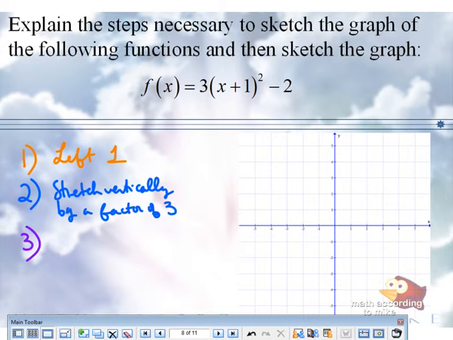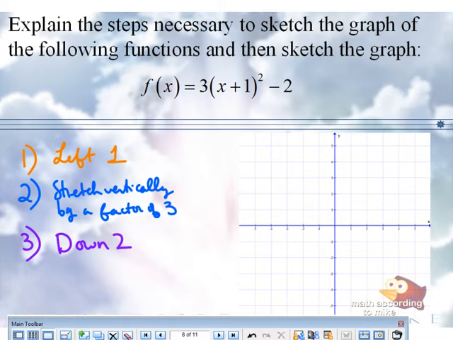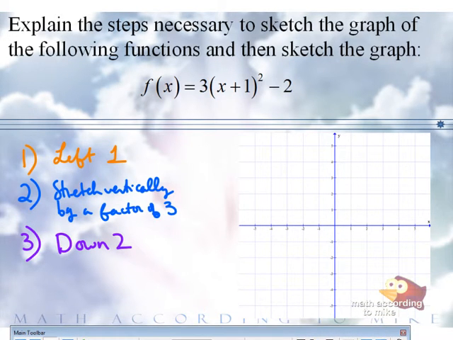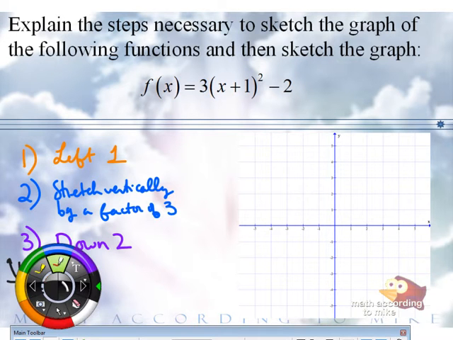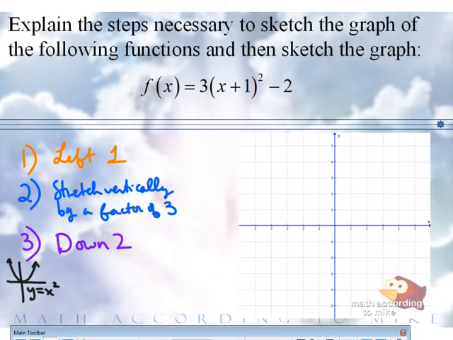Good. And what's the last one? Down 2. Everyone ready? Yep. So we're going to take the normal graph, which is y equals x squared. We're going to move it left 1.